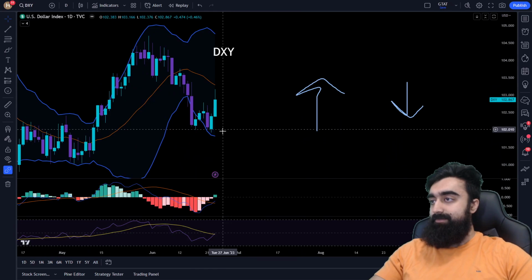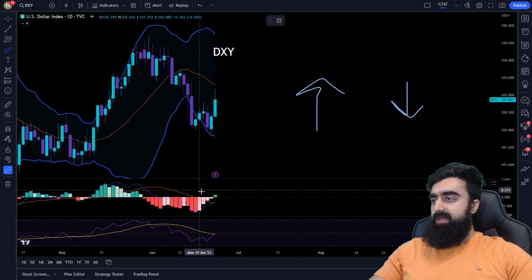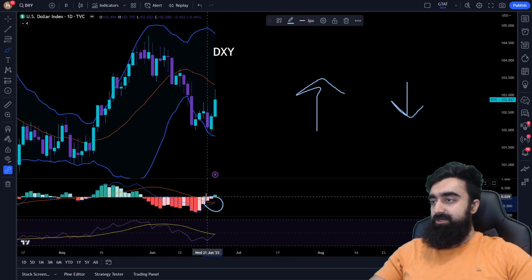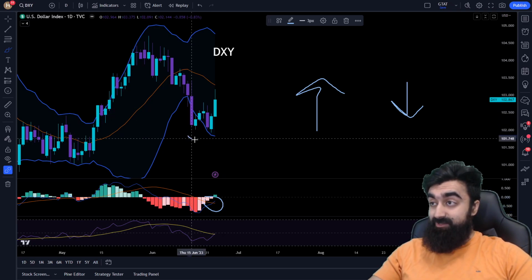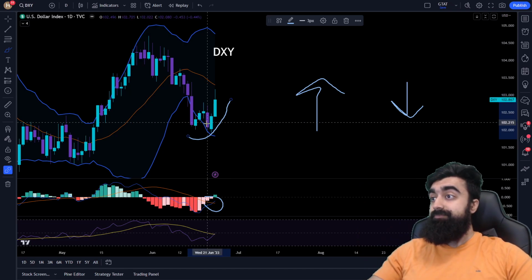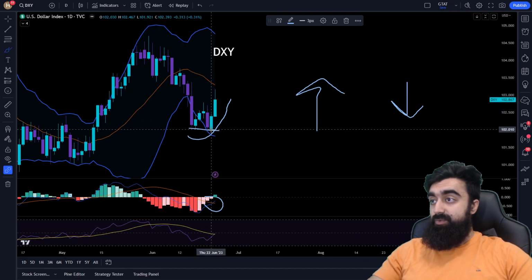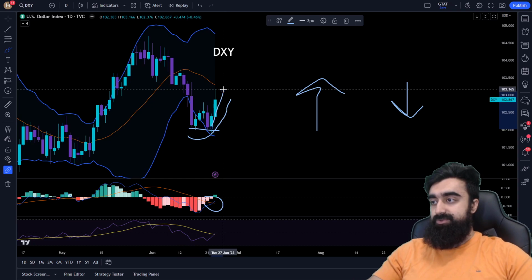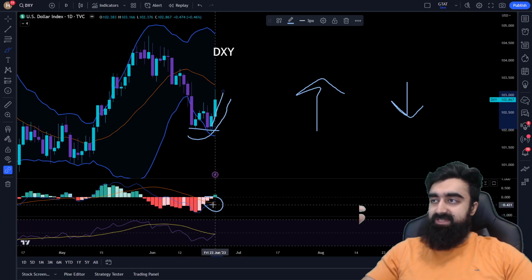So we see that the dollar bounced off of support. It crossed on the MACD here, which is a bullish crossover. And when the dollar is strong, once again, that means that the stock market should be falling, right? So we held this support. We bounced very dramatically, obviously, for 2 days. And now this is the first day that we crossed above.